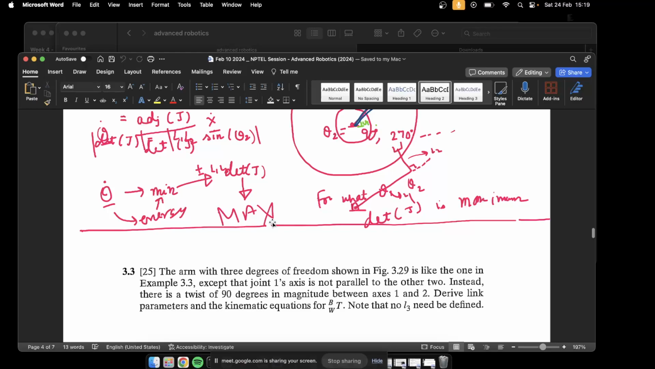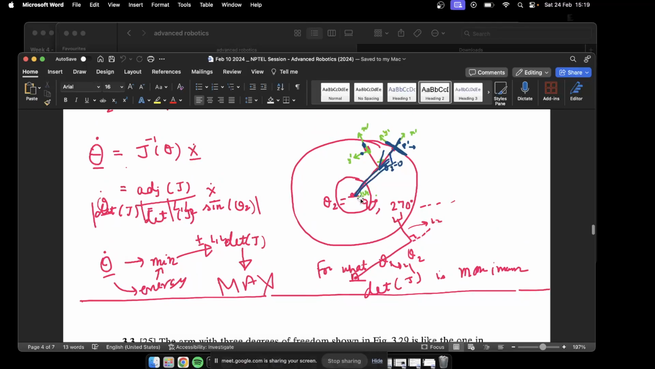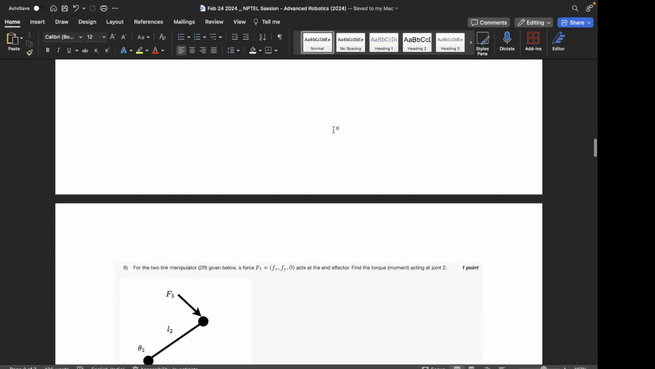So what we will have to find out is at what values of theta 2 determinant of J is maximized. So that will be possible when sine theta 2 is plus minus 1, right? So that is when theta 2 is 90 or 270. So that's the position when the angle between the first link and the second link is 90 degrees. So that's elbow bent position. And that's the position when the manipulator uses the least amount of energy. All right.